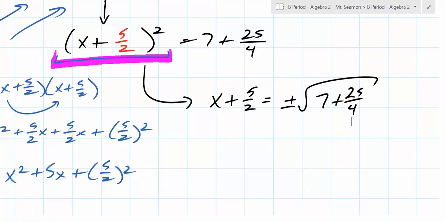Why did I do plus or minus? It's a square root. You added it in a square root, exactly. If I ask you what number times itself equals 9, you say 3 or negative 3. If the square root is already there, you don't add it in.